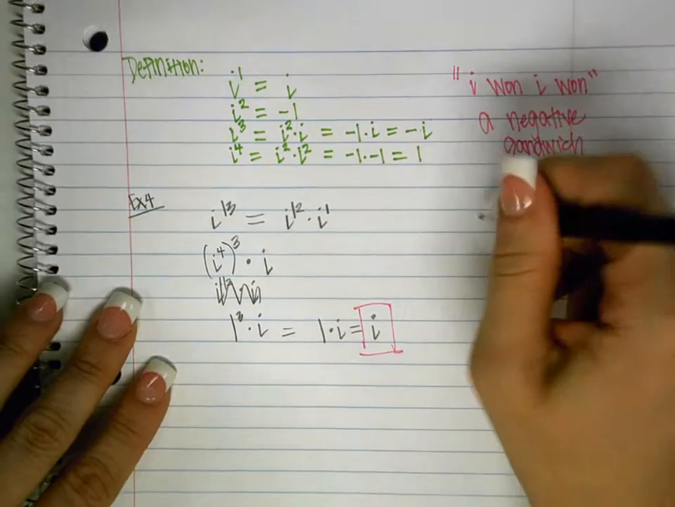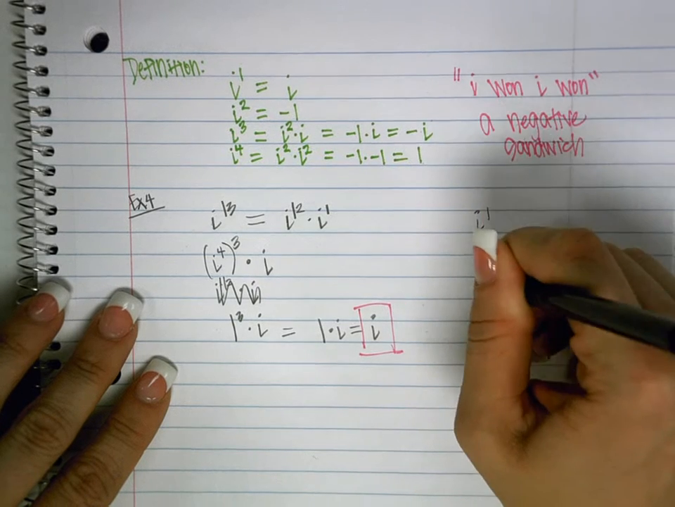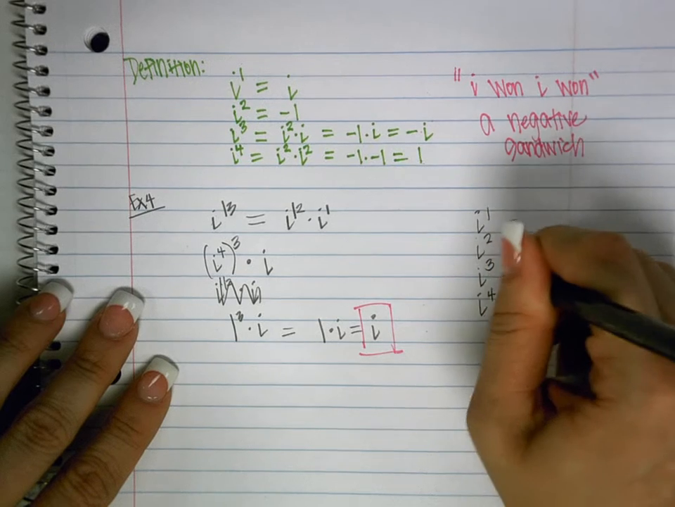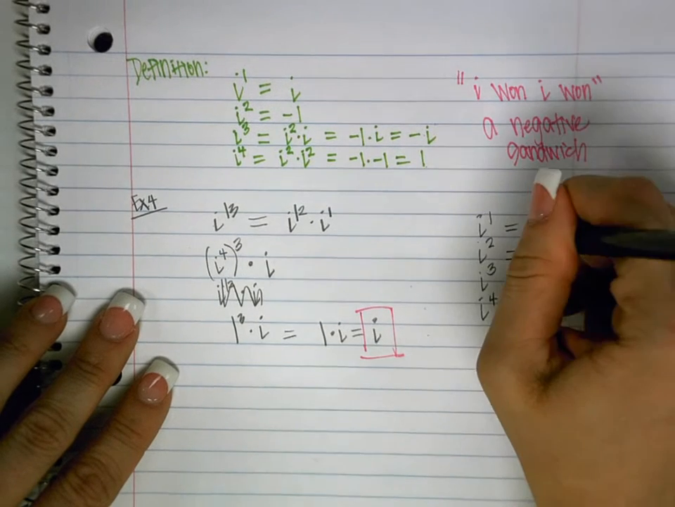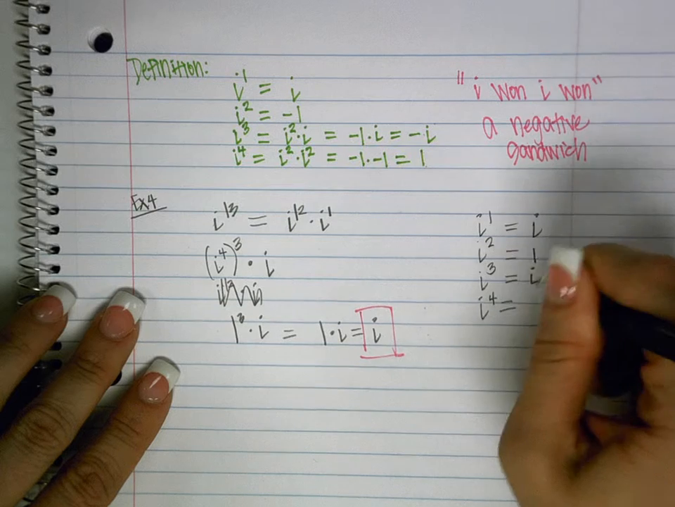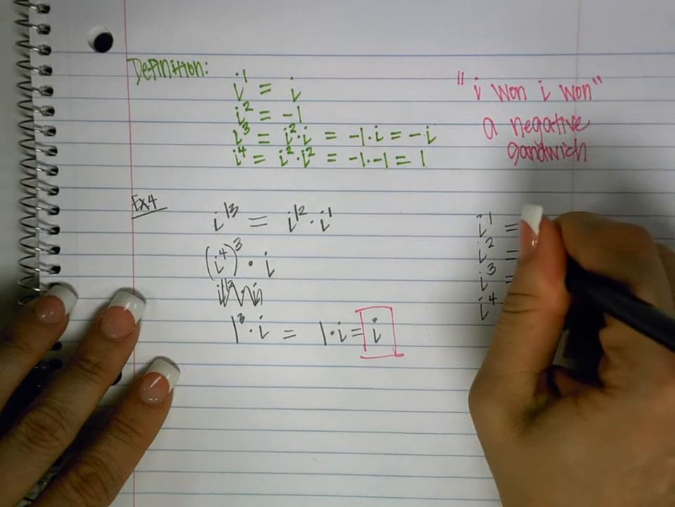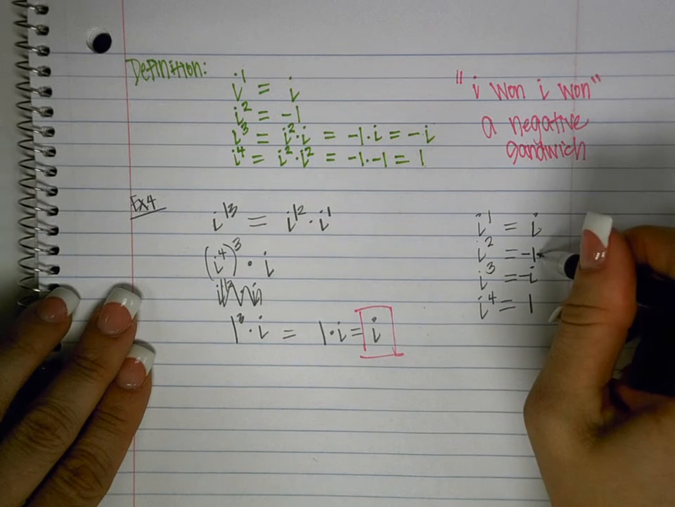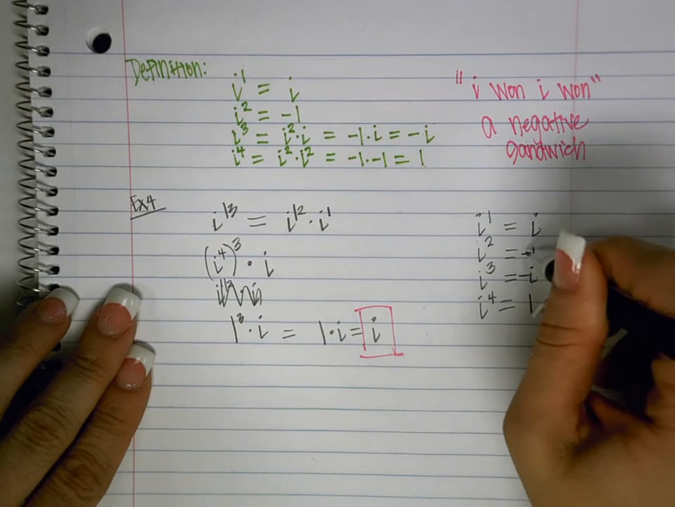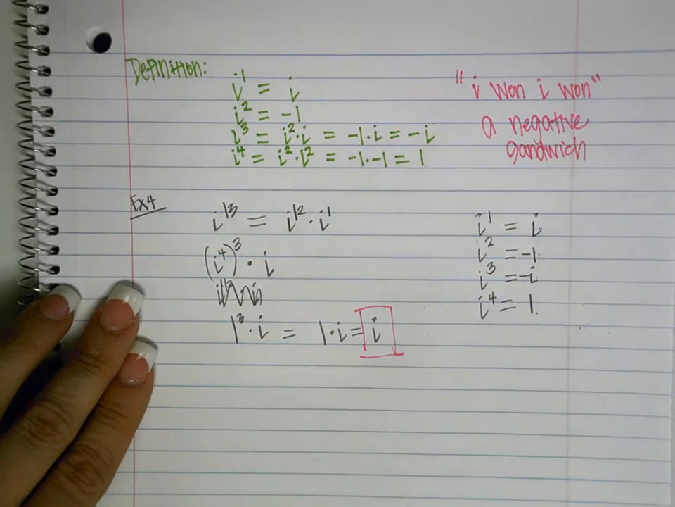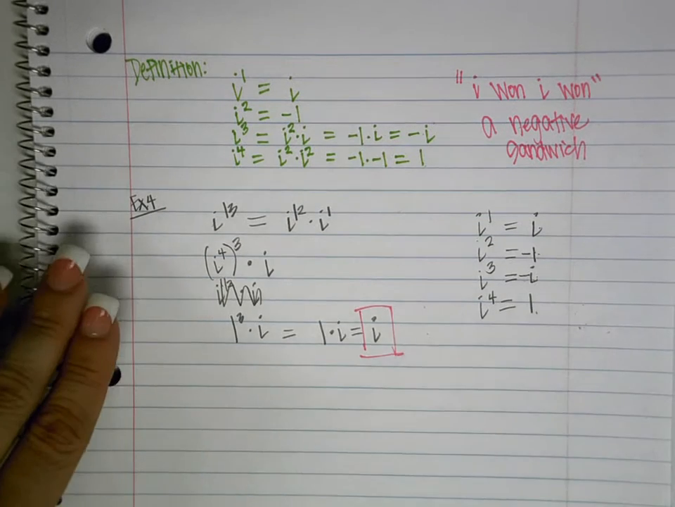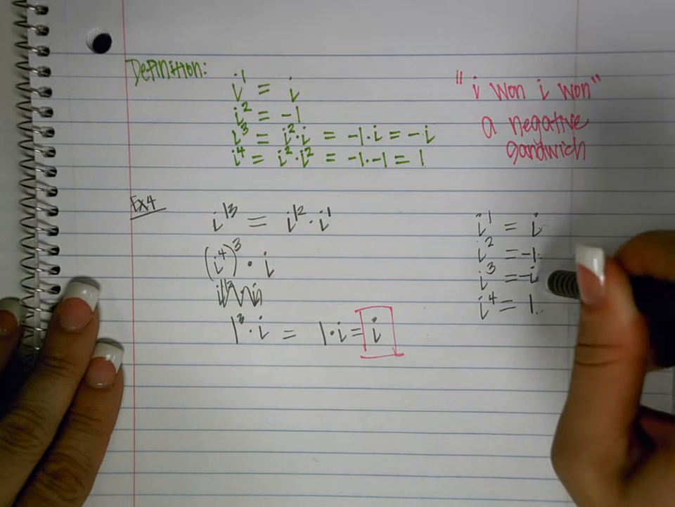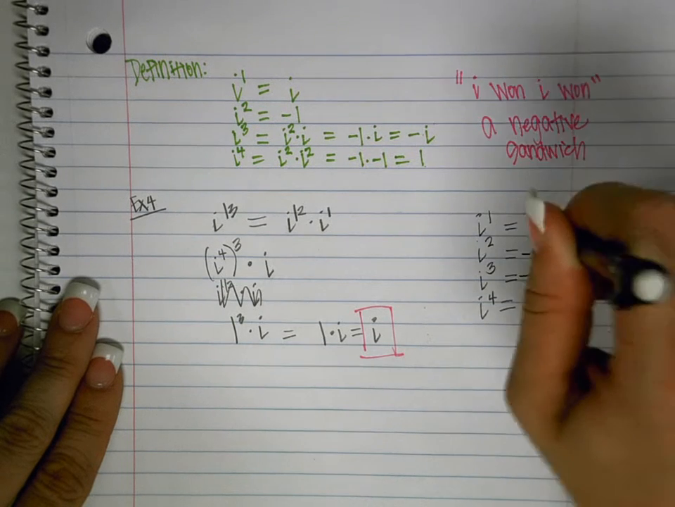Because watch, if you do this, i to the first, i to the second, i to the third, i to the fourth. I'm going to show you an easy way to know these. You say, I won a negative sandwich. So you put negatives in the middle. Then, with any number, you just count. So if you do i to the 13th, 1, 2, 3, 4, 5, 6, 7, 8, 9, 10, 11, 12, 13. It's i.